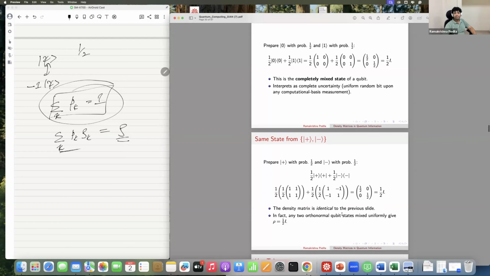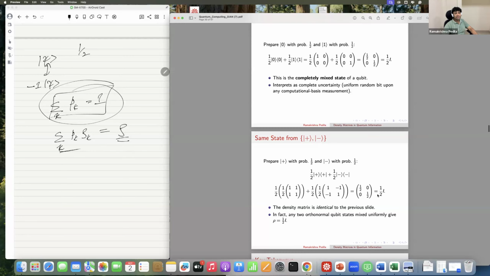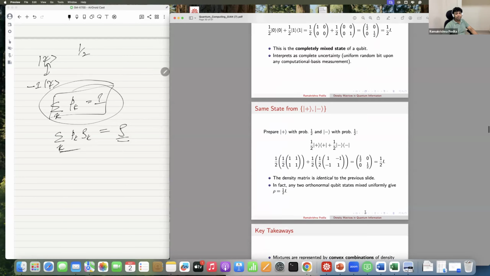Are you with me? Any two orthonormal qubit states will give you half of the identity matrix. Because if I have orthonormal qubit states, the expectation value, or the average, along x, y, and z would be 0. So when you express it as a linear combination of the identity and the Pauli matrices, I get only the identity matrix. We call this the completely mixed state because I get 50%, 50% probability, half and half. Are you with me?